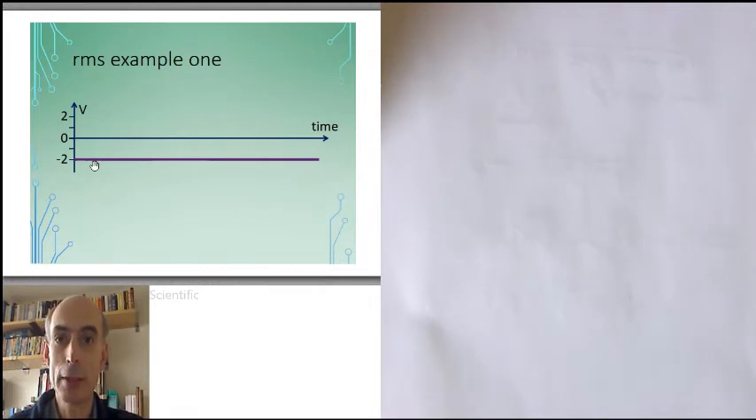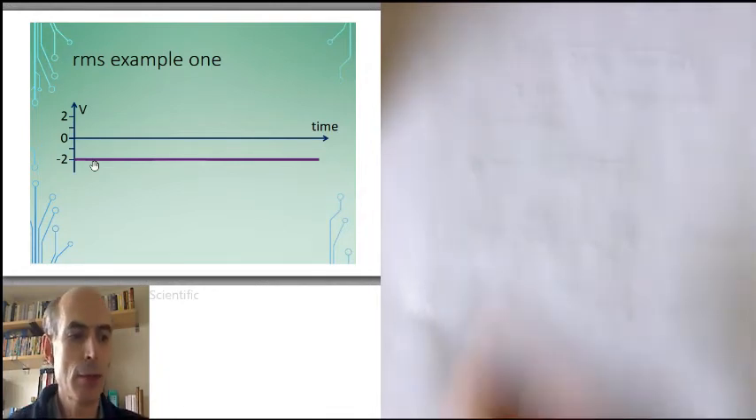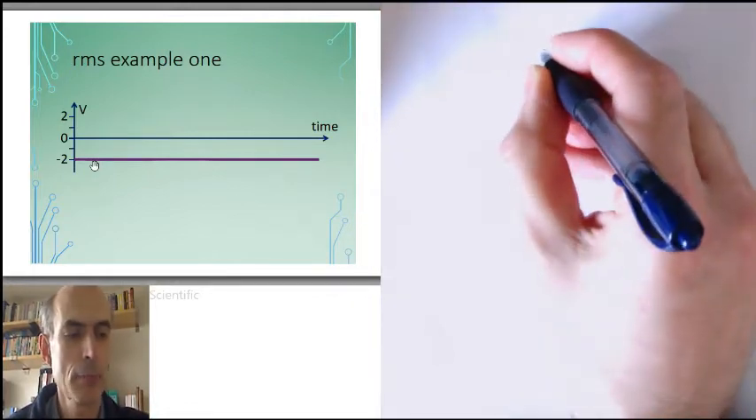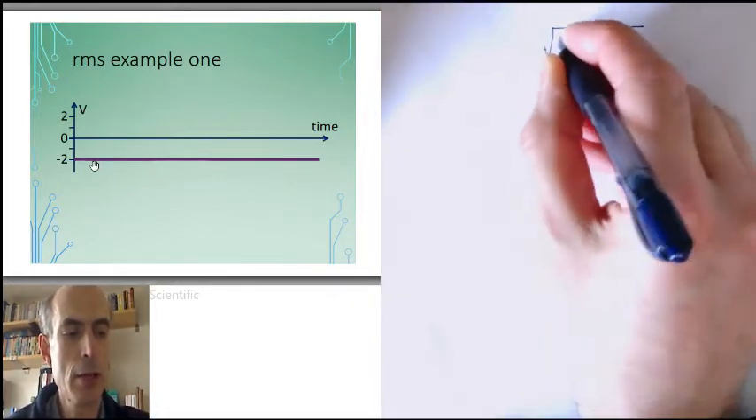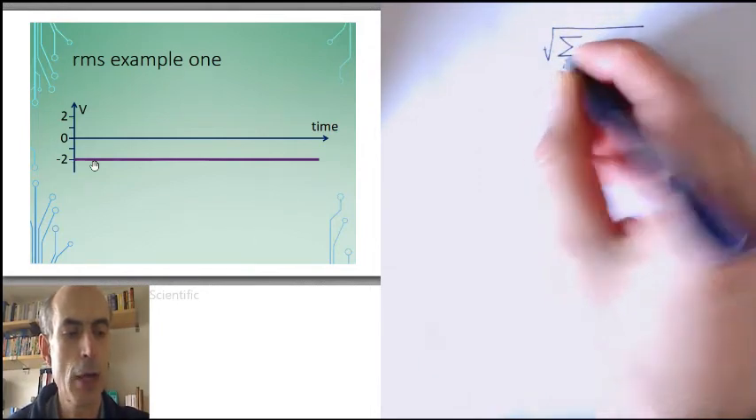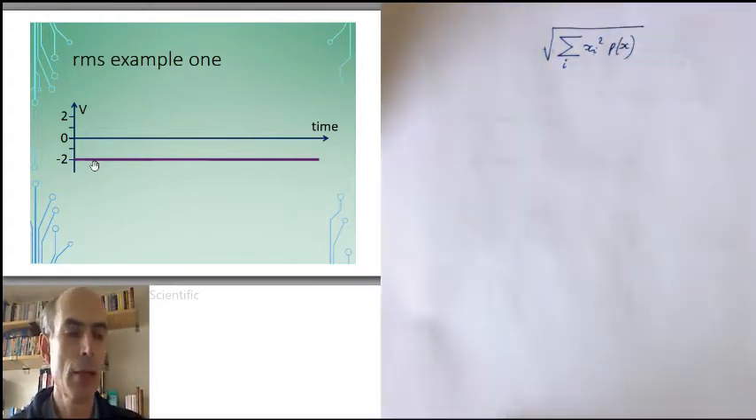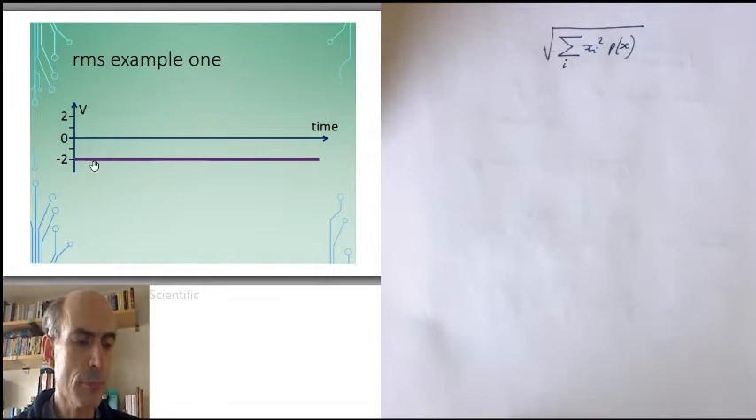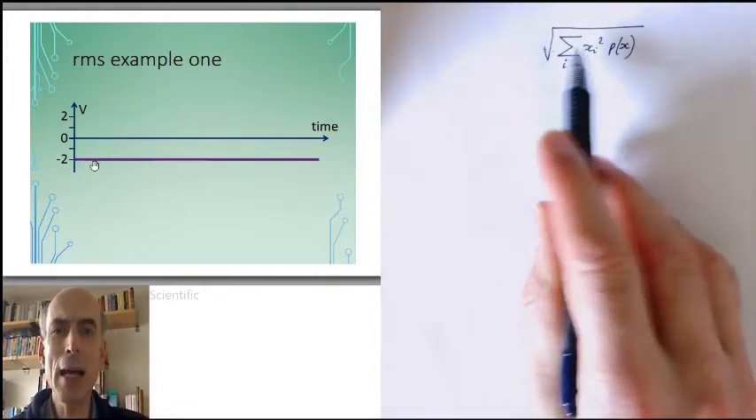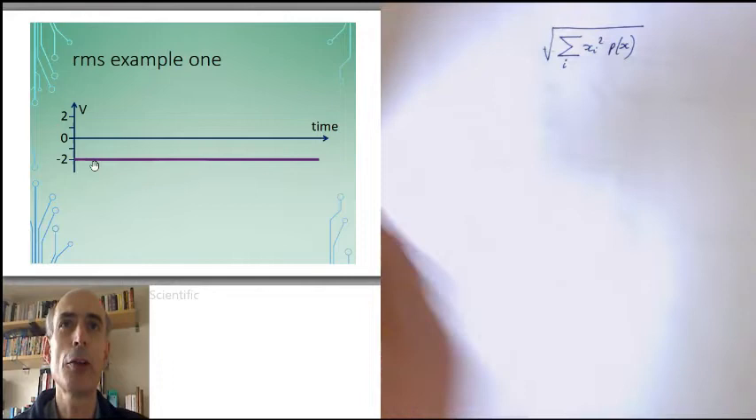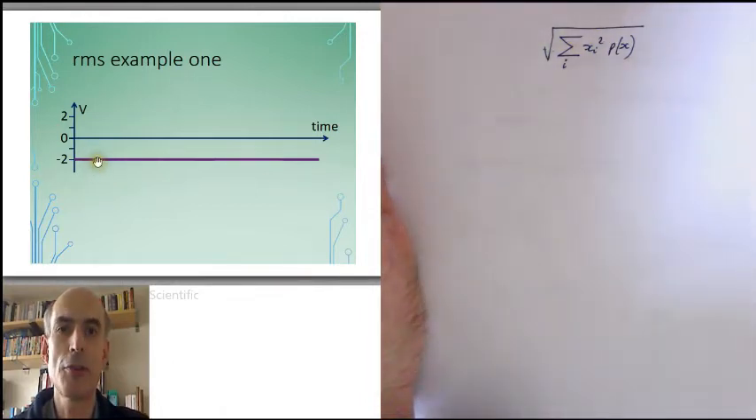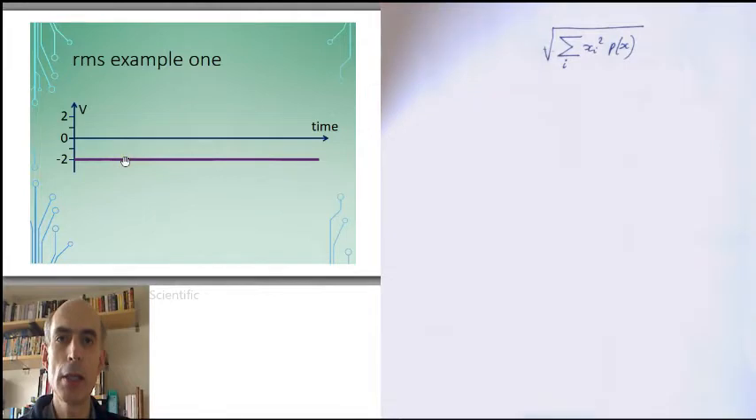Well, we can work it out as before. The value of this waveform is always -2. So we take the formula. It's the square root of the sum over all possible values of the waveform squared times the probability that it has that value, and apply it in this case. Well, the waveform only has one value, and that value is -2, and the probability that the waveform is -2 is 1. It is always -2.